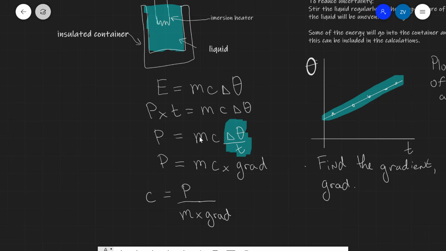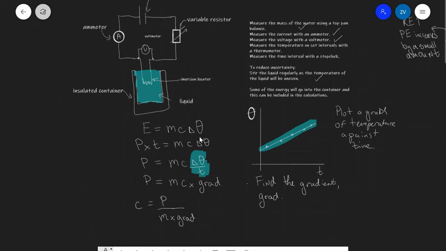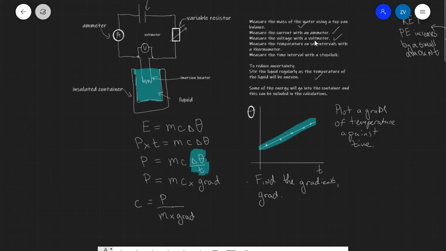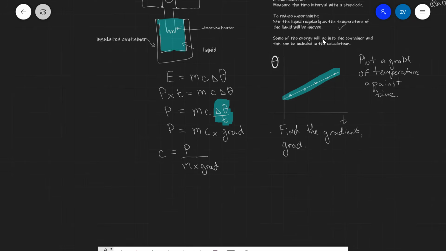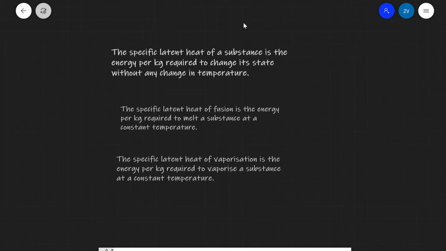However, remember, we've already measured the current and we've measured the voltage as well. So we could really easily find the power. So the specific heat capacity will then be equal to V times I divided by the mass times the gradient of our graph. And finally, let's talk a little bit about specific latent heat.